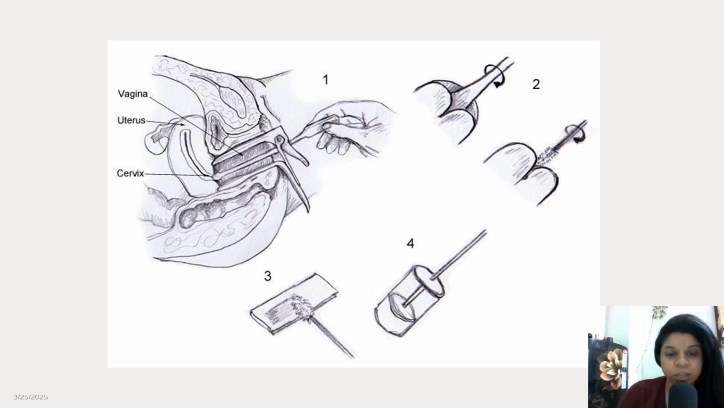But in the conventional method, the problem is that we take the sample from the endocervix as well as the ectocervix, but since you're applying it directly over the slide, maybe only 20 to 30% of the cells from the brush might be present over the slide, and there is a chance that 80% of the cells are lost on the bristles of the brush used.